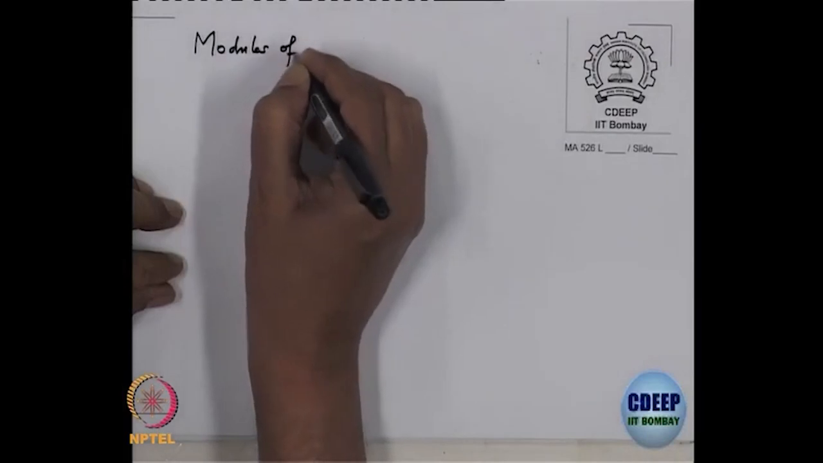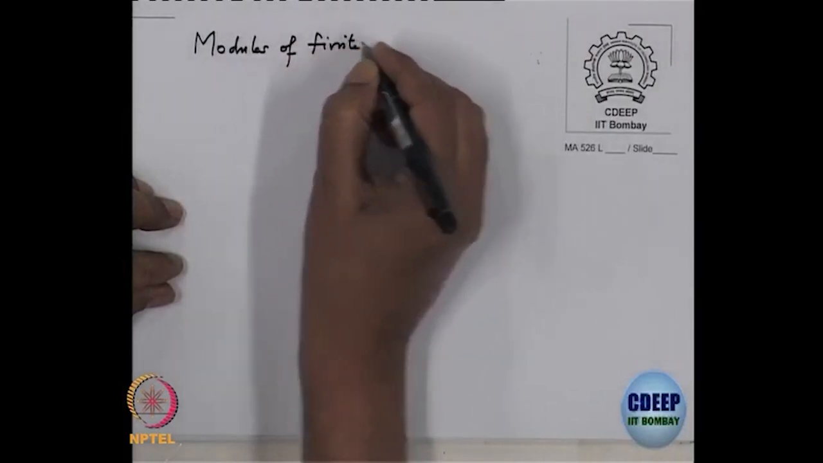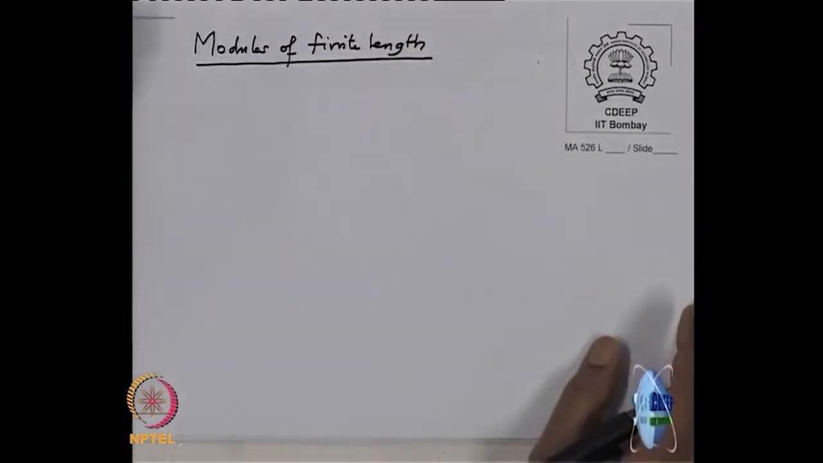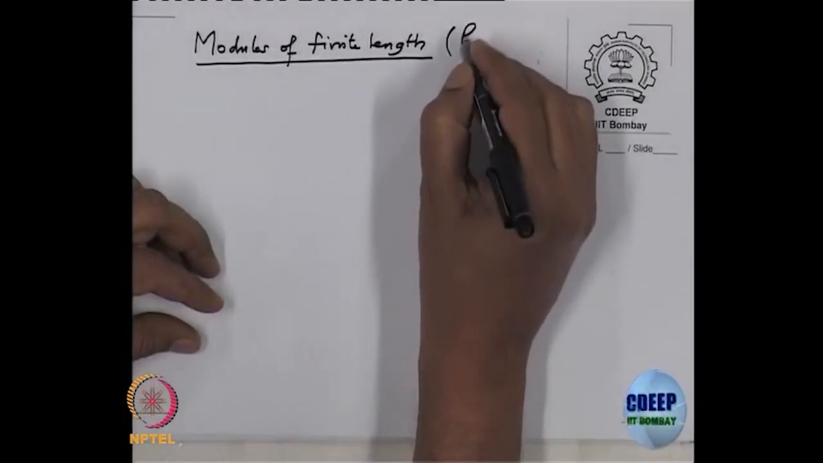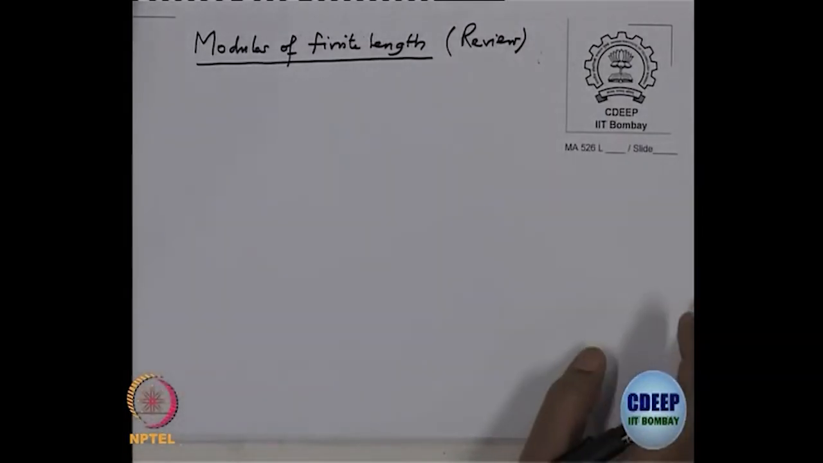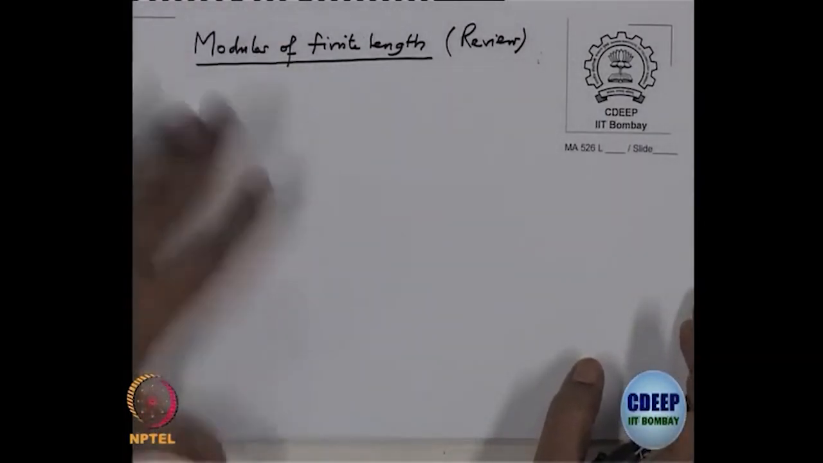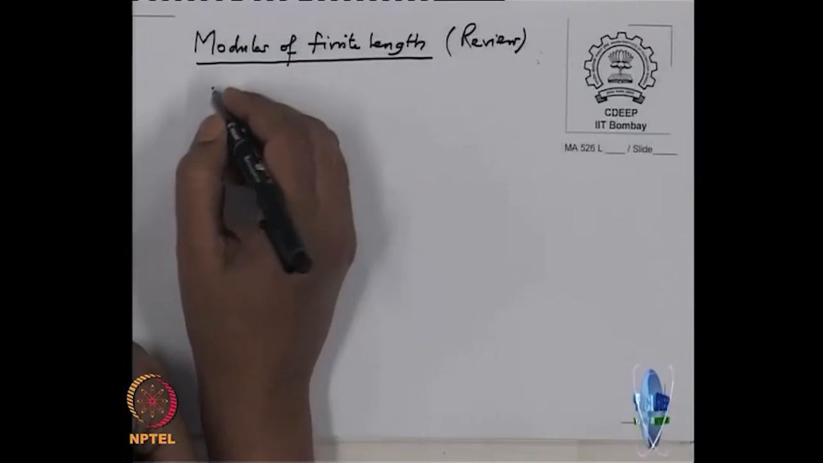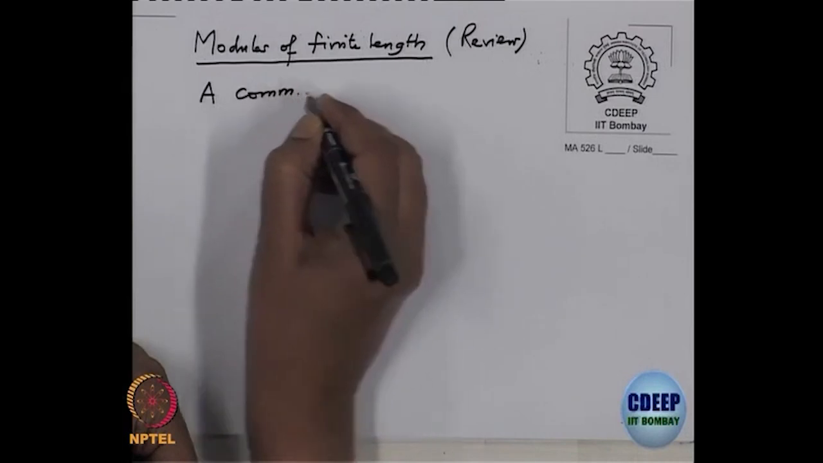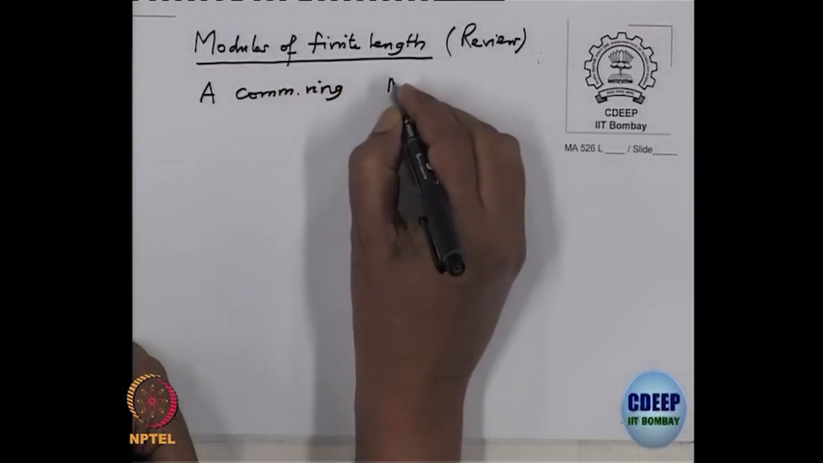So now I am going to recall modules of finite length. This is just a review. I will not prove the statements, but I will make the statements so clear that you can prove them on your own. Okay. So, A is our base ring, always commutative, and M is an A module.